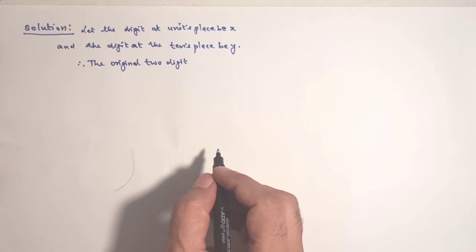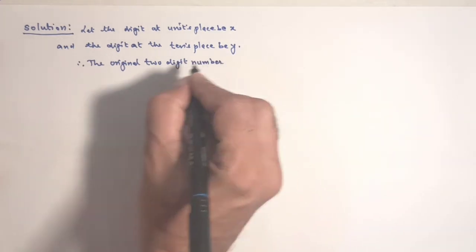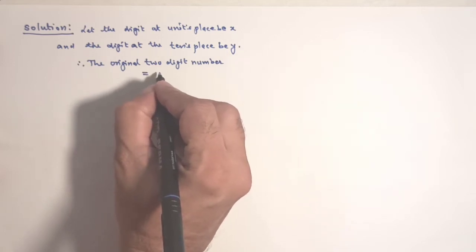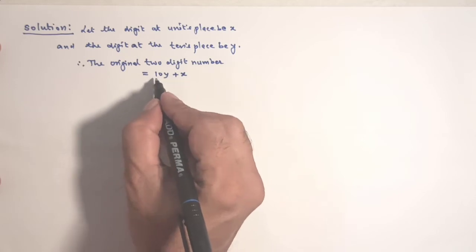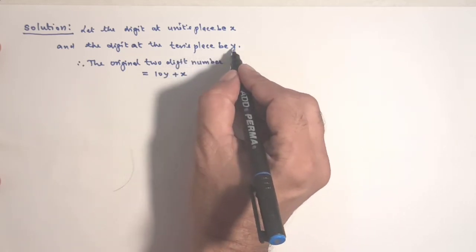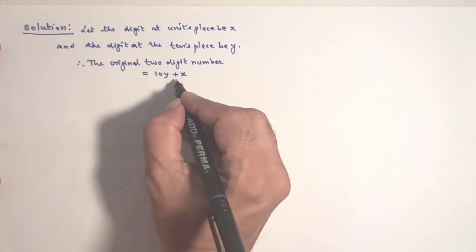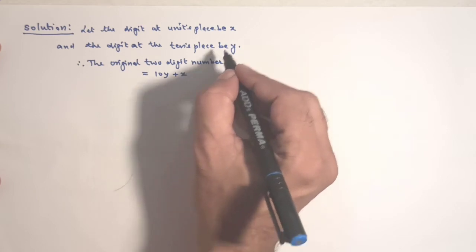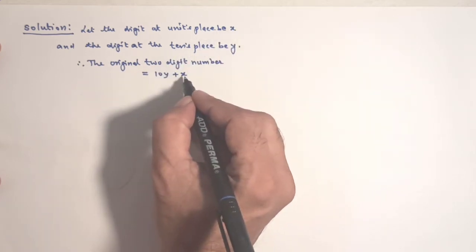Therefore, the original 2-digit number will be equal to 10y plus x. Why 10y? Because y is at tens place, so its place value is 10y, whereas face value is y, plus x because it is at unit place, so it will be multiplied by 1, so 1x is only x.